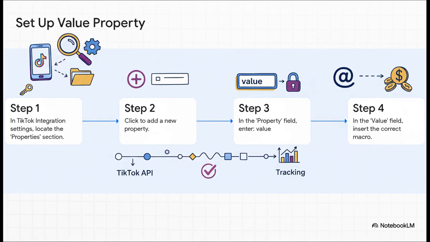All right. Head back into the TikTok integration settings you just created. You're looking for the Properties section. This is where we define the custom pieces of data we want to send over. You're going to add a new property, and the name for it is very specific. It has to be the lowercase word value. That's the key that TikTok's API is listening for.